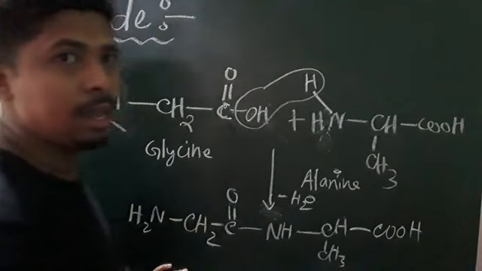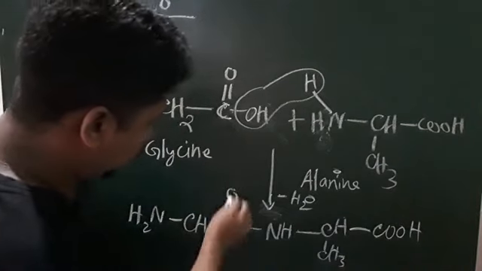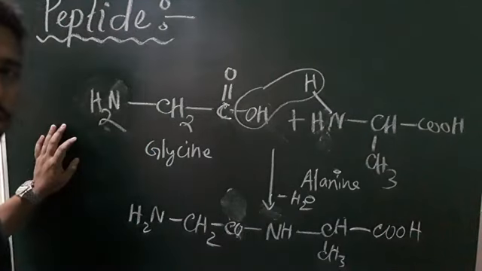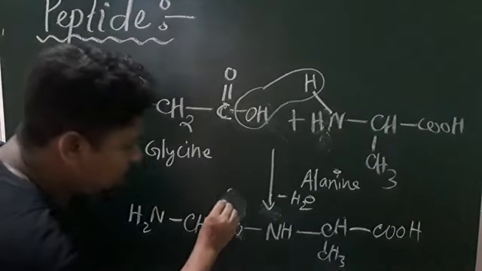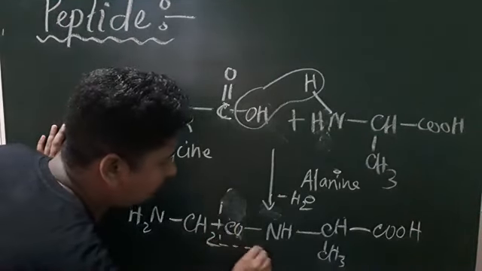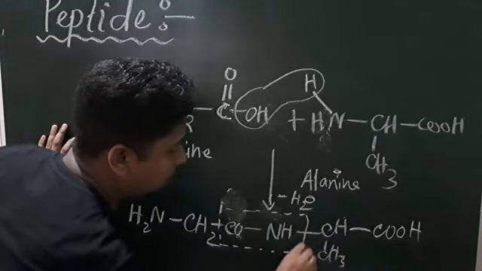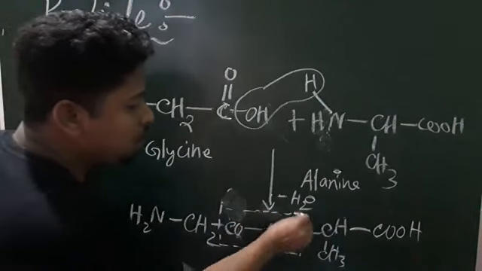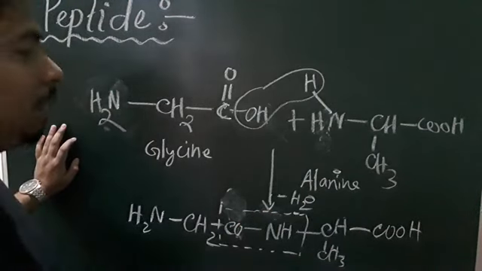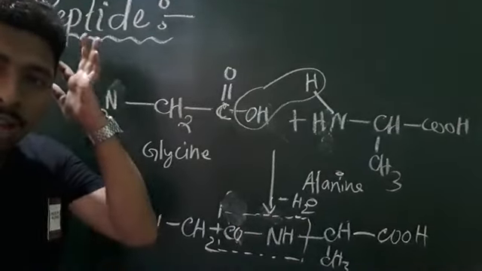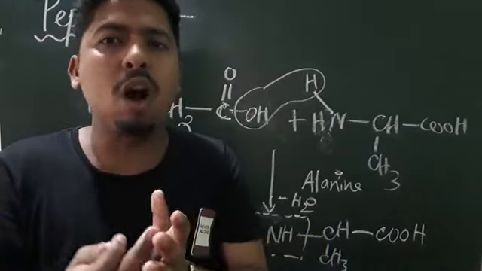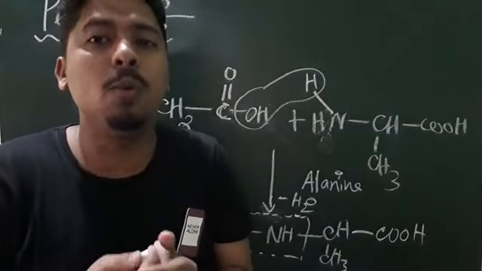Here we have this CONH, where C double bond O we can write like CO. This bond is called a peptide bond or peptide linkage. This is an amide linkage, CONH, and this linkage is called a peptide bond or peptide linkage. So these peptides are the condensation product of two or more amino acids.